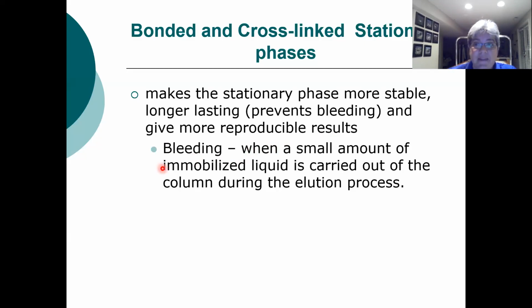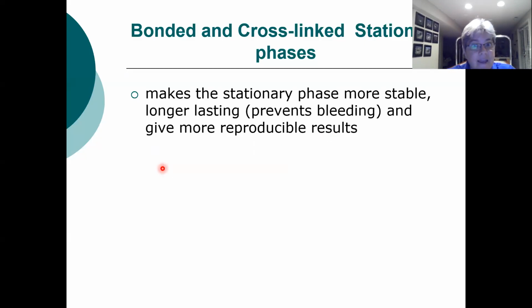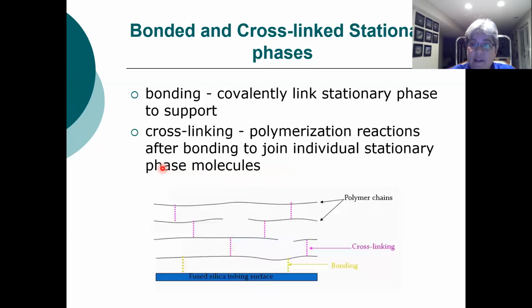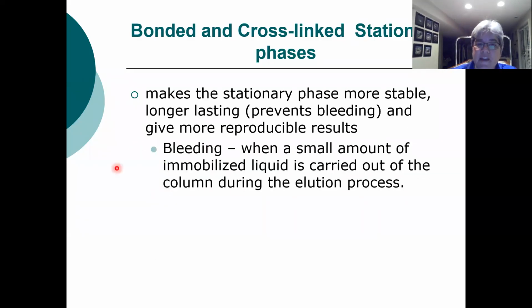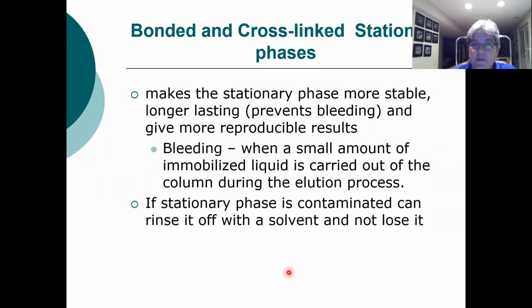So in order to make that stationary phase stay on the column, we bond it and cross-link. Okay, so it will prevent this bleeding. And that gives you much more reproducible results. And then if you need to wash the stationary phase, sometimes something gets stuck on your column. It doesn't want to come off, so you might have to use a solvent to wash it. Then you can wash it off and keep the stationary phase on the column.